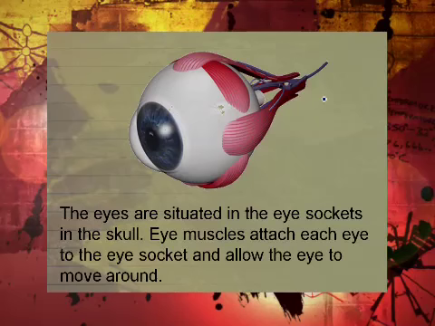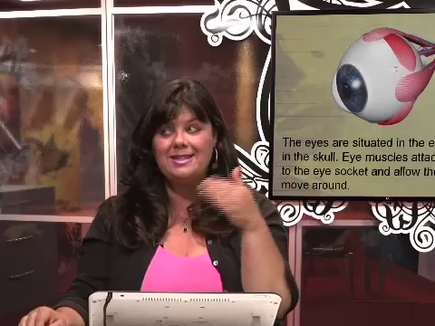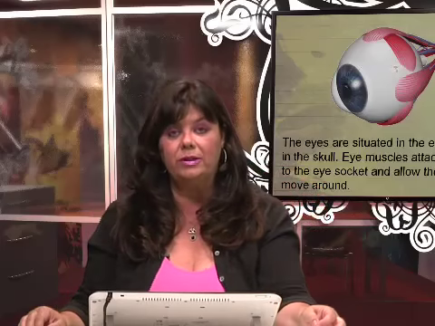The eyes are situated inside the eye sockets in your skull, which is just a little pocket where the eye fits into. The eye muscles attach each eye to the eye socket and allow you to move your eye around. This enables you not only to stare straight ahead, but to be able to see things in your peripheral vision.